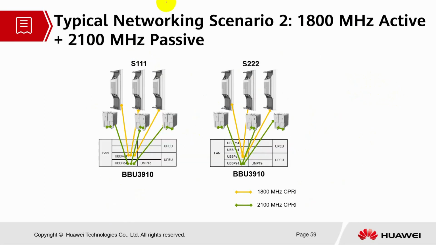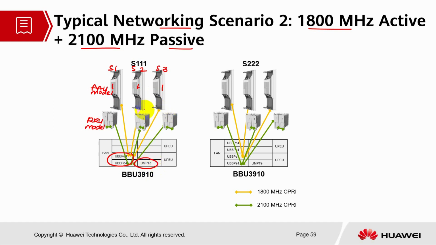So typical networking scenario 2, 1800 megahertz active and 2100 megahertz passive. For this module, 3 sectors, each sector 1 carrier, and this is the AAU model. Below is the RRU model. So they are using a different module here. So they have 2 UBBP E4 and 1 UMPTE.